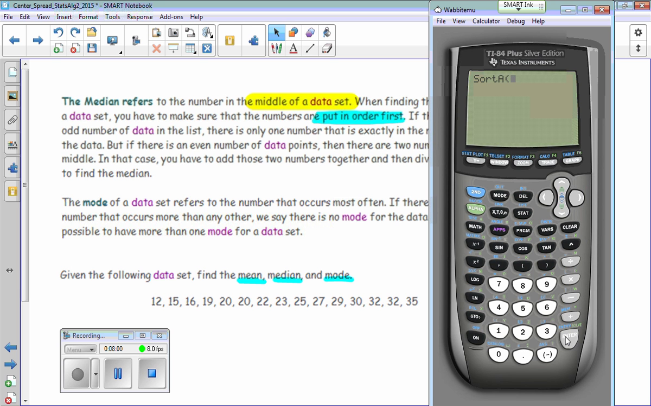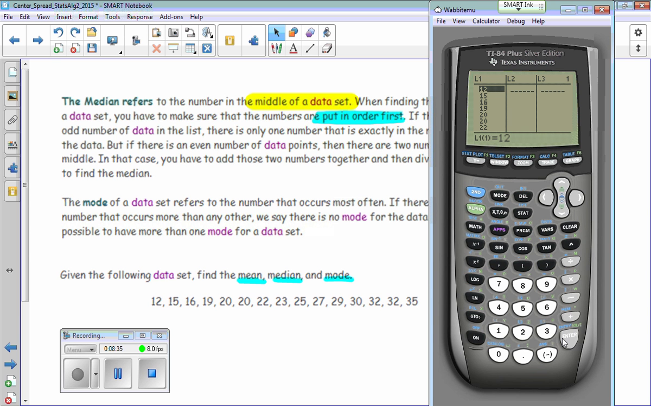So it comes up with a parenthesis and it's saying, what do you want me to sort? Well, where do we put the values? L1. So do you know where L1 is as an option? Second one. So if we do that and hit enter, it'll say done. It means that it made sure that list 1 was sorted in ascending order. If I look now, they're no different because they were already, as Christian pointed out, in ascending order, which is great.